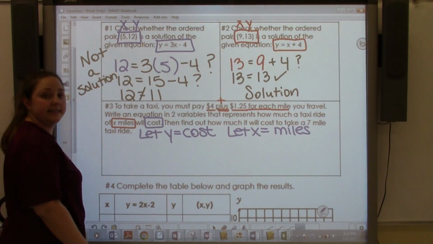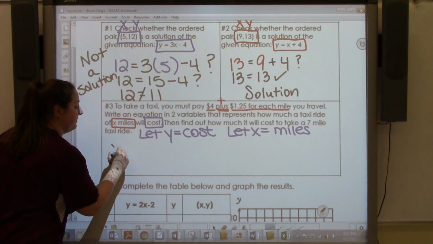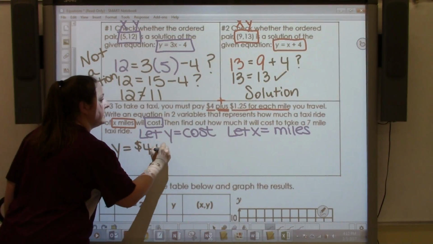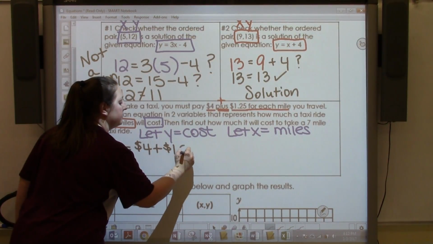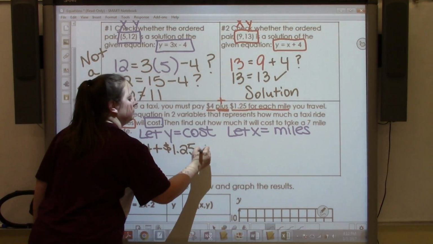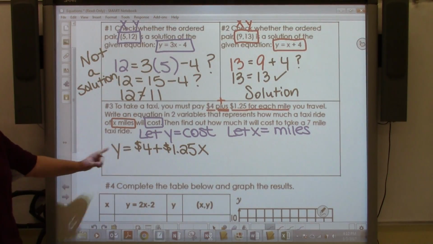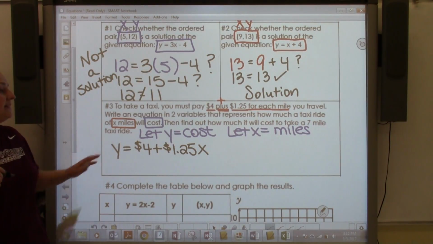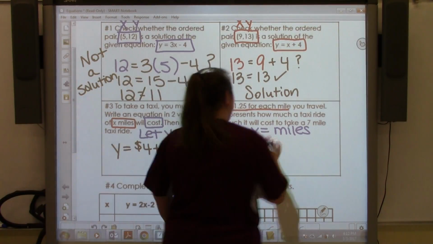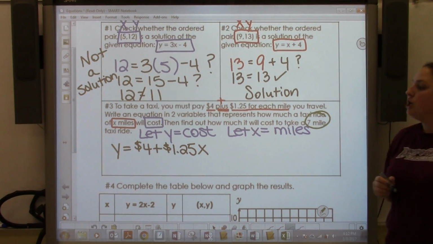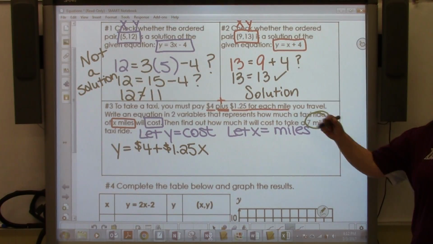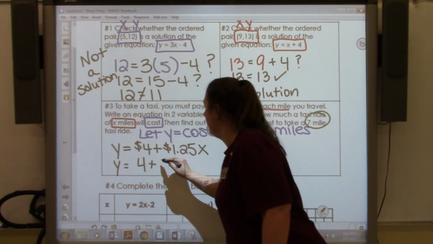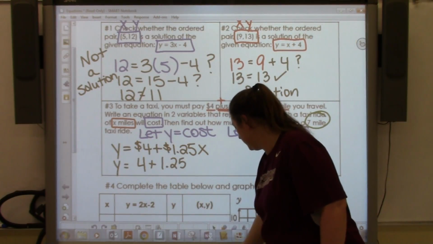All right, so let's set up an equation. We have that the cost is going to be equal to $4 plus $1.25 times the number of miles we travel. So y is equal to 4 plus 1.25 times x. All right, the last thing we want to figure out here is what happens when we travel 7 miles. So we're going to test 7 miles and see what we get for y. So we have y is equal to 4 plus $1.25 times 7.